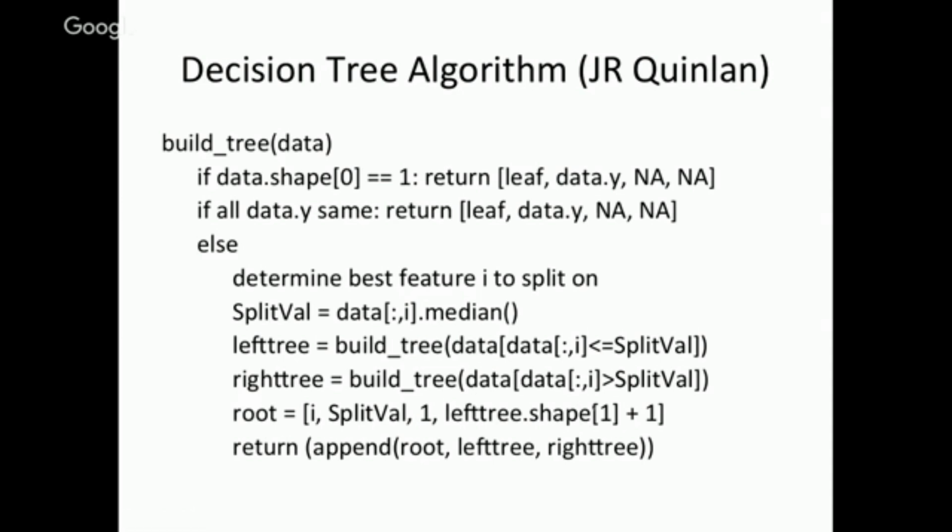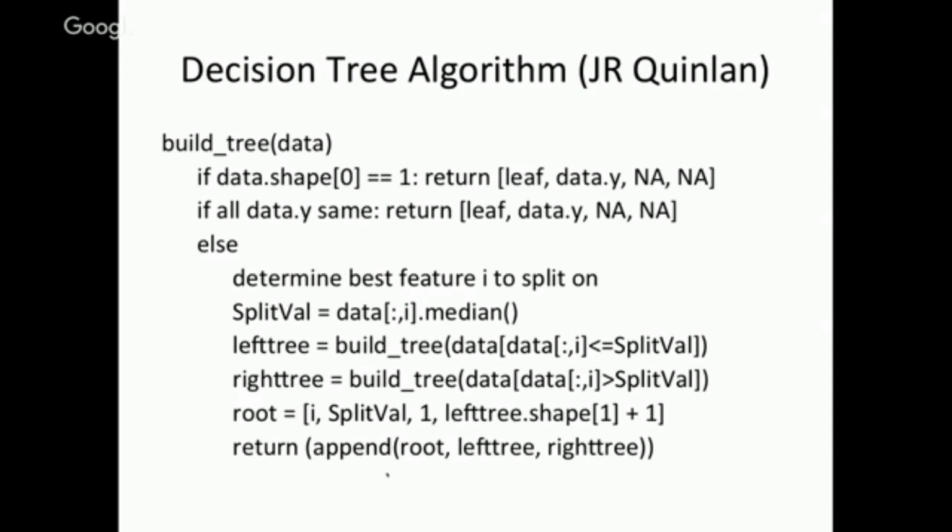Same thing for the right side, except we're using those rows that are greater than split val. So for each of these, we'll call build tree in turn. We'll recurse down the left side of the tree and calculate the left tree, and boom, it'll return, and we'll have the value here, left tree, which is an ND array. Similarly, for the right side, we'll have right tree. So now we have two sides of our tree, the left tree and the right tree.